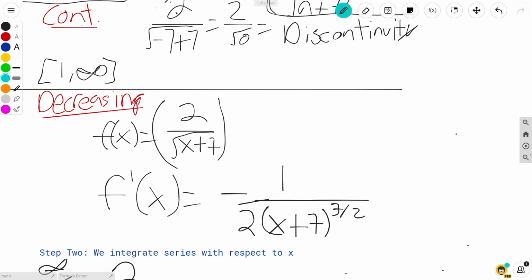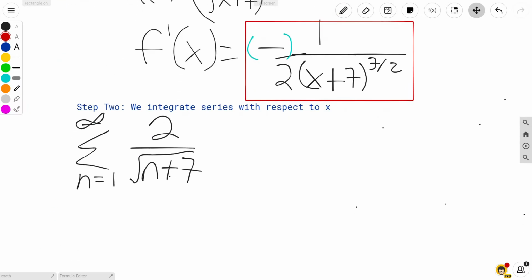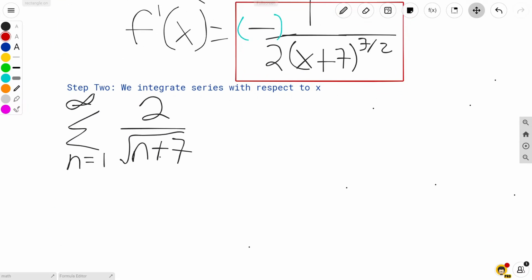The important part of this is that this is still negative. So my apologies for that. I did catch that mistake as I was looking at the problem. I questioned it. But this is the actual derivative right here. But the important part is that it's still negative no matter what. So we still can integrate this. So now that we have that, we can go ahead and integrate this.